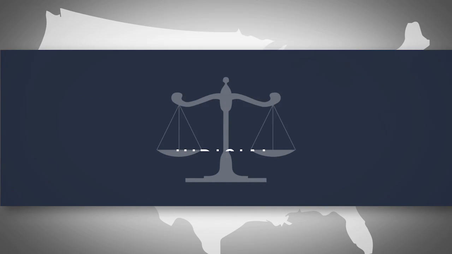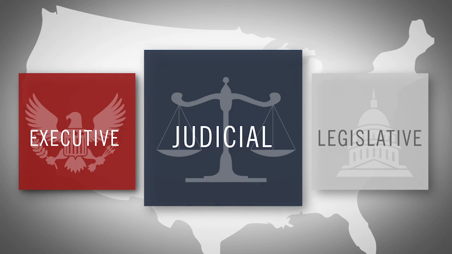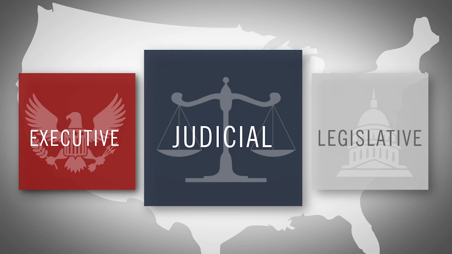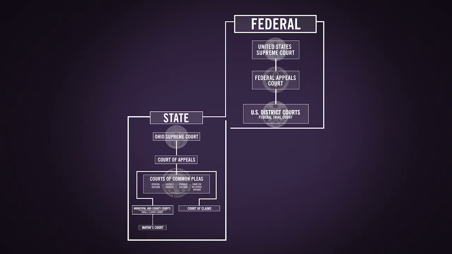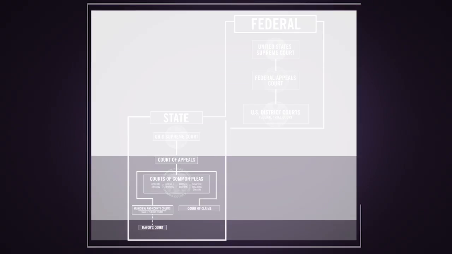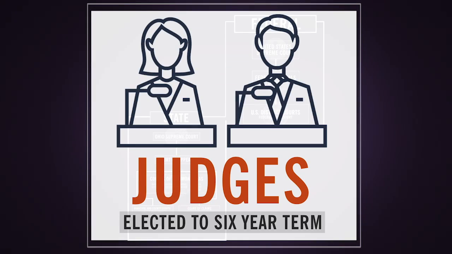The judicial branch is one branch of government, but many different courts within the judicial system handle various types of cases. Let's take a closer look at the different courts. In Ohio, judges are elected to 6-year terms.